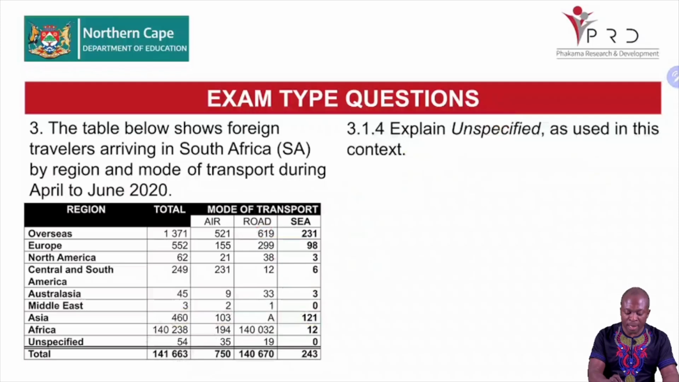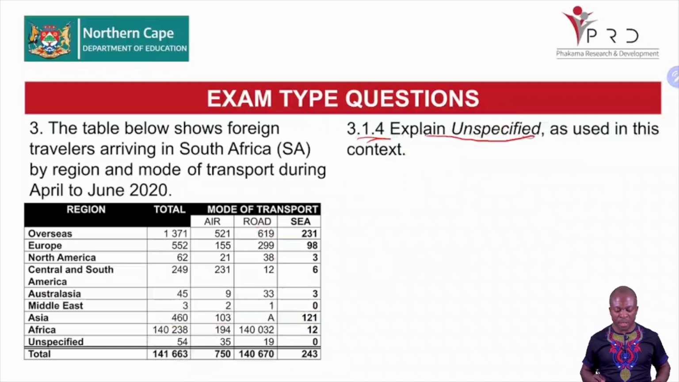Alright. I have another question for you. It says explain unspecified. What does it mean when we talk of unspecified in this context? What does unspecified mean? Write down what it means. 1 minute, learners quickly. Write down unspecified. Remember, in my class, I want you to participate because that's how you're going to become better. Don't just watch my video and not practice. Practice makes perfect. So what does unspecified mean? Write it down quickly.